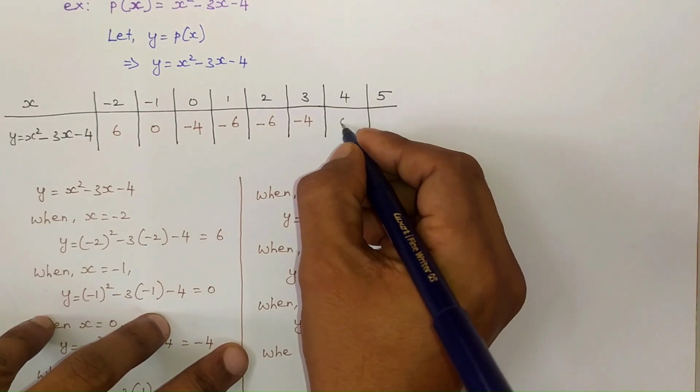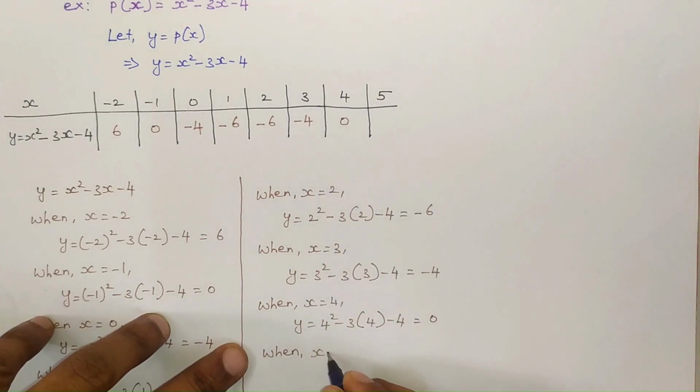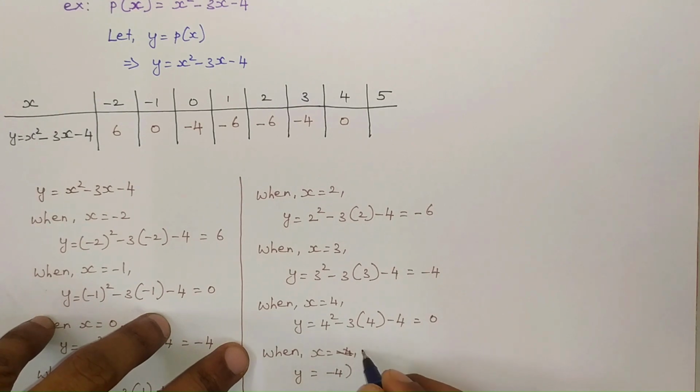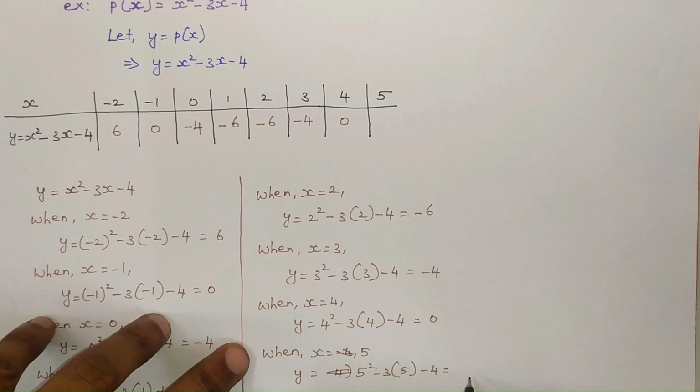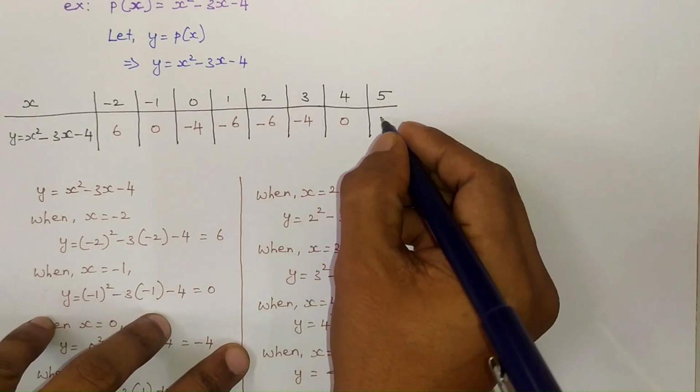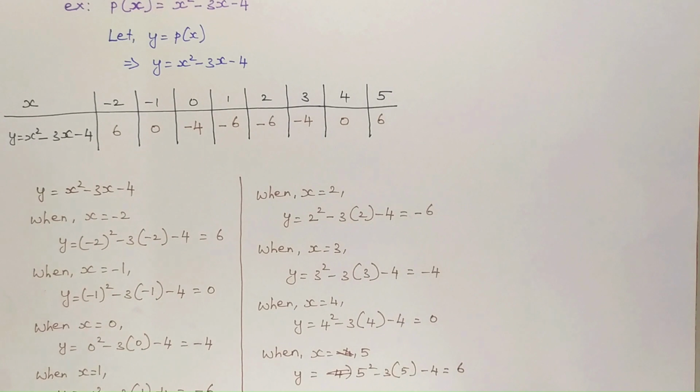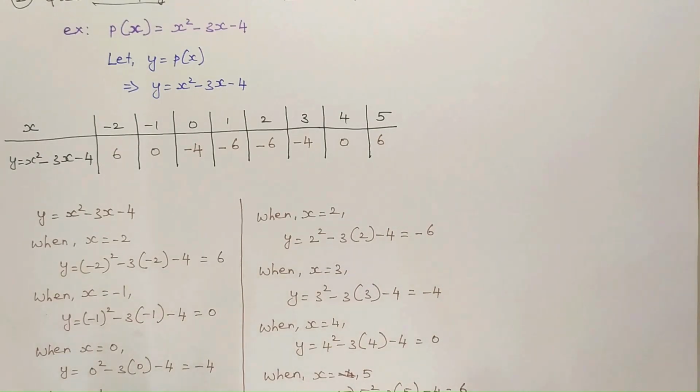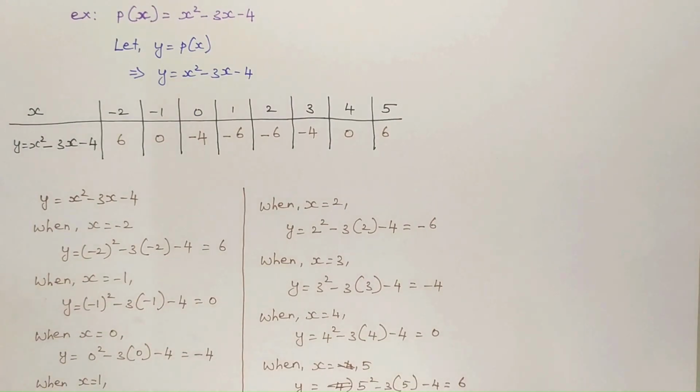When x is equal to 5, y is equal to 5 square minus 3 into 5 minus 4. So we have 6. So we found all the points to plot the graph. So I have all the points. So let us try to plot these points in the graph sheet.